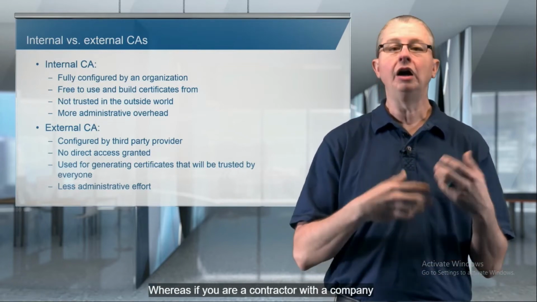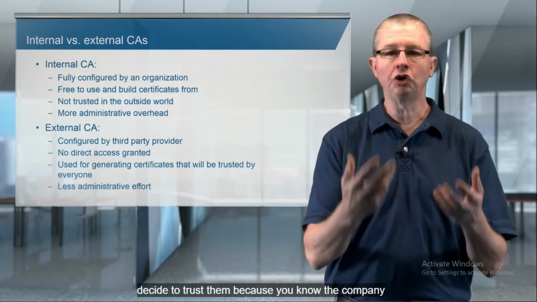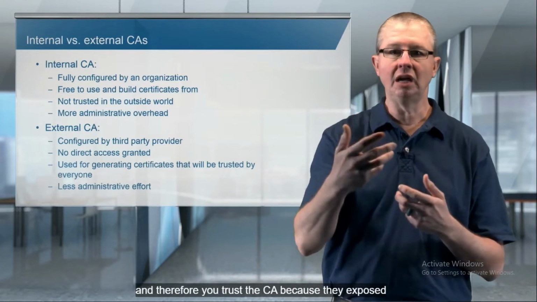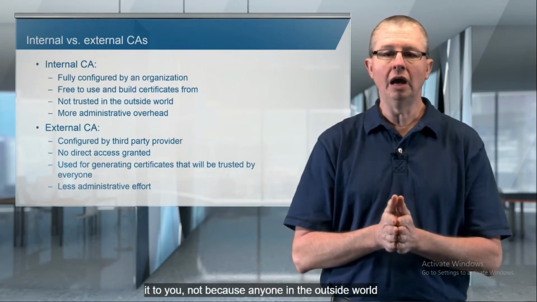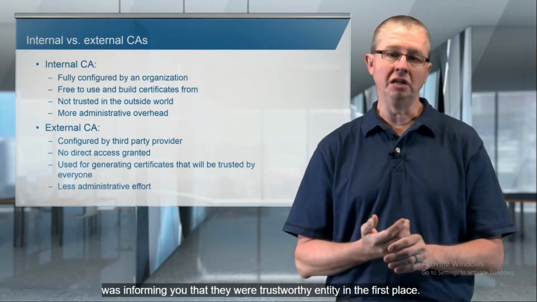Whereas if you are a contractor with a company that has a private CA, you could decide to trust them because you know the company and you want to be able to do work with them, and therefore you trust the CA because they exposed it to you, not because anyone in the outside world was informing you that they were a trustworthy entity in the first place.